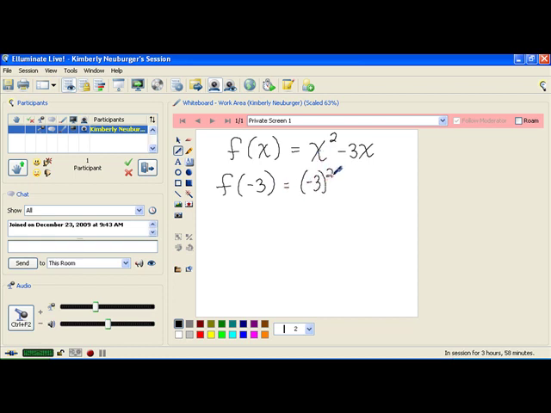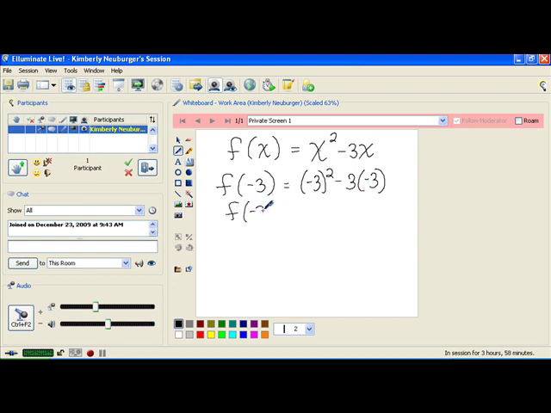Now, a common mistake when you're plugging a negative number in and you're squaring it is that people will not put parentheses around it. So they won't actually square the entire negative 3. They'll just square the 3. So you want to be careful that when you plug the value into your formula, you always put parentheses around it to prevent that mistake.